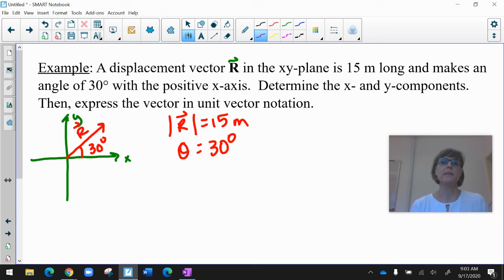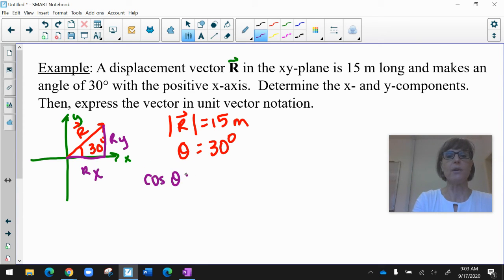So if I have to find the x and y components, let's draw them in. So remember, I'm going to drop my vertical down to the x-axis, and that's going to give me my y component, and then I'm going to connect the origin to where my y component is, and that's going to give me my x component. So again, I have a right triangle. I want to look at my sine and cosine.